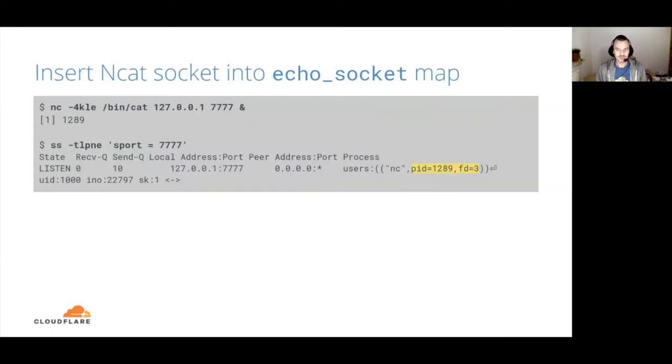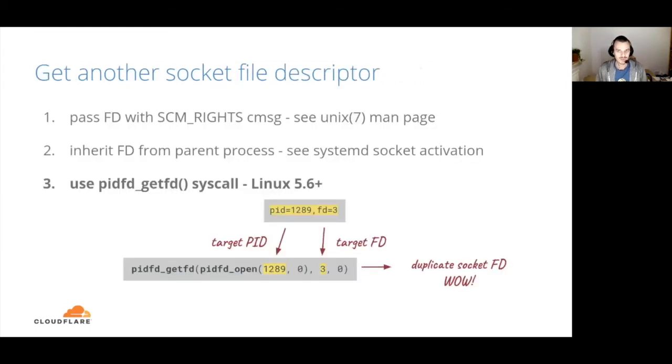So now it's time to put the echo service listening socket into the BPF map. First, recall that our server is running and the SS tool will show the PID and the file descriptor number of the socket. To put the socket in the map, we need to get a duplicate file descriptor for that socket. And there are a few ways to do it, but if we know the process and the file descriptor number, pidfd getfd system call will be the easiest one to use.